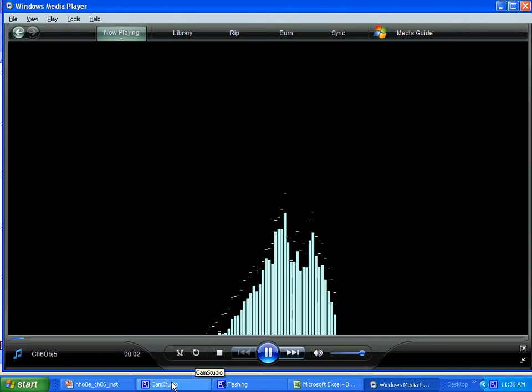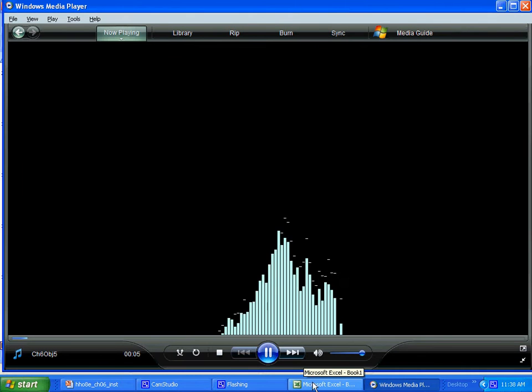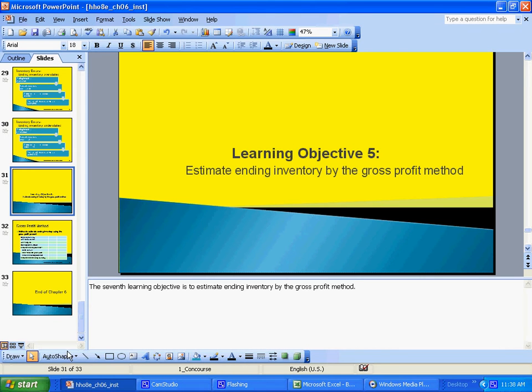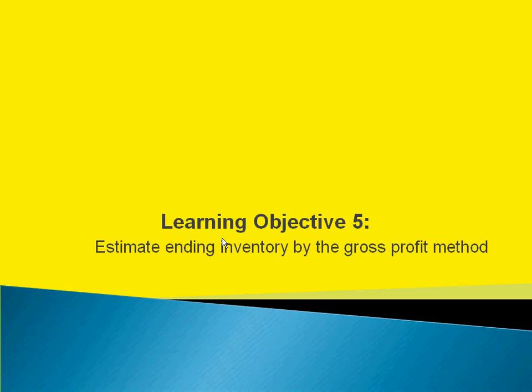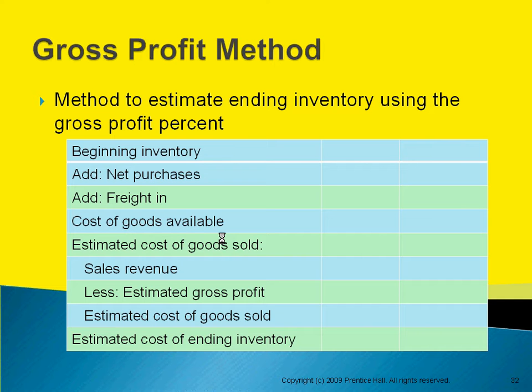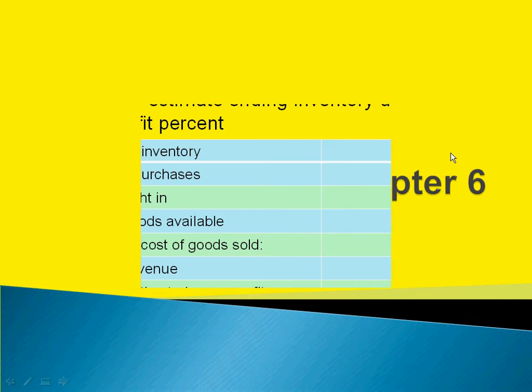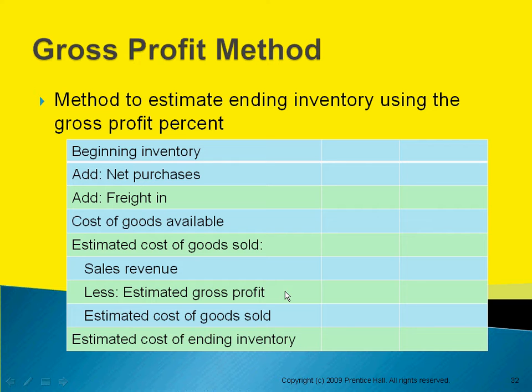Our fifth objective in Chapter 6, Merchandise Inventory, is to estimate ending inventory by the gross profit method. Okay, slide 42. Under the gross profit method, we can estimate the ending inventory by applying the gross profit ratio to net sales. Why would we do this? This is useful when inventory has been destroyed, lost, or stolen. So what we need to do is explore the relationship between net sales and gross profit.